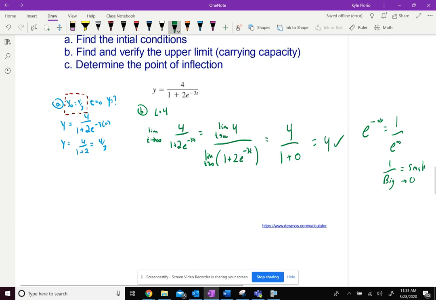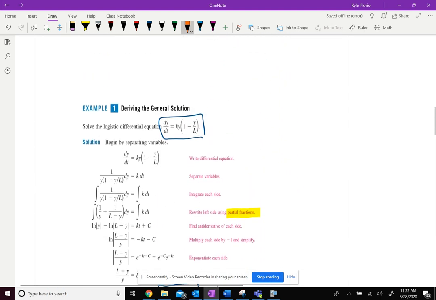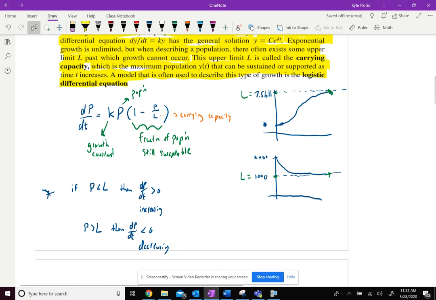All right. And then the last one is C, determine the point of inflection. So the point of inflection is also the point where the growth rate is the greatest. Without doing much calculus, this thing is going to be the greatest. The point of inflection is right here, which is where it's increasing the most. The inflection point is always going to be whatever the upper limit is divided by 2. So it's going to be halfway.